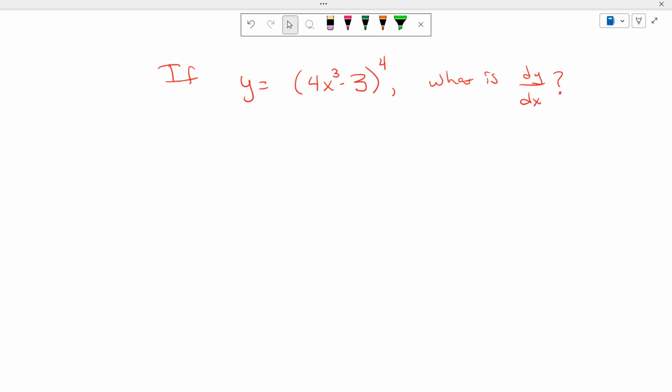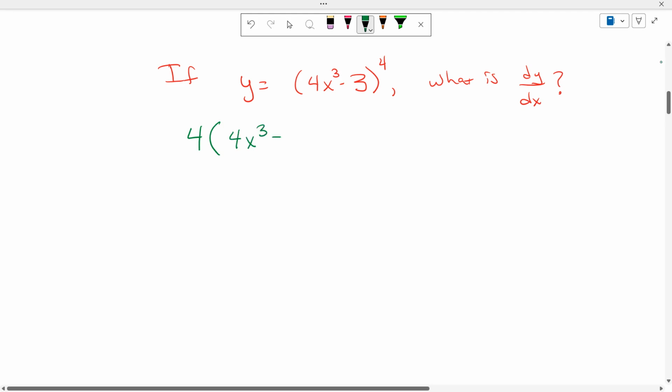So if y equals 4x cubed minus 3 to the 4th power, what is dy dx? 4 parentheses 4x cubed minus 3 to the 3rd times 12x squared, which is 48x squared times 4x cubed minus 3 to the 3rd power.